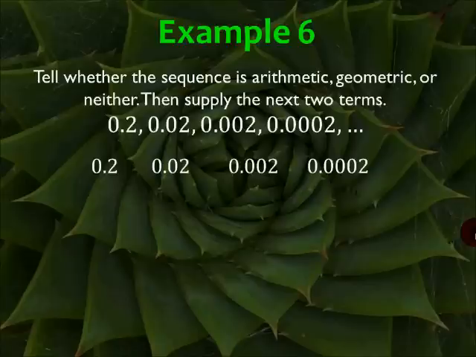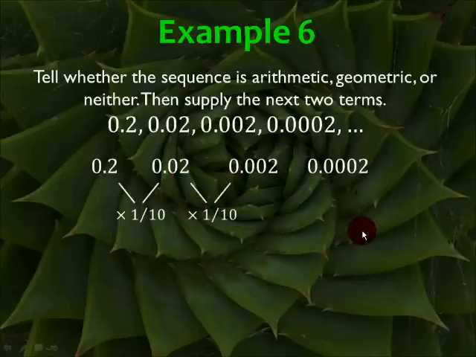All right. Now, let's see. How do we go from one term to the next? Well, you might have noticed that to get from 0.2 to 0.02, we have to multiply it by 1/10. To get from 0.02 to 0.002, another multiplication by 1/10. And guess again, multiplying by 1/10.